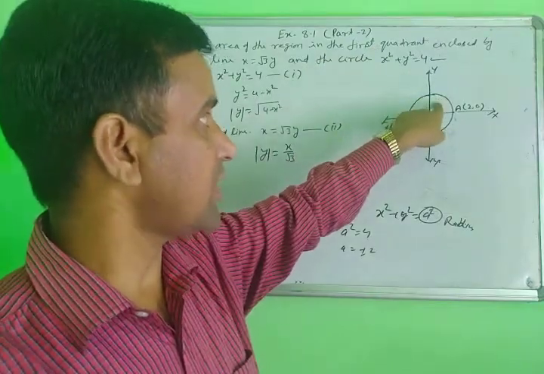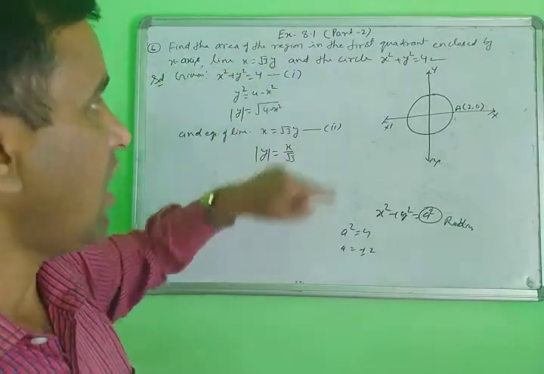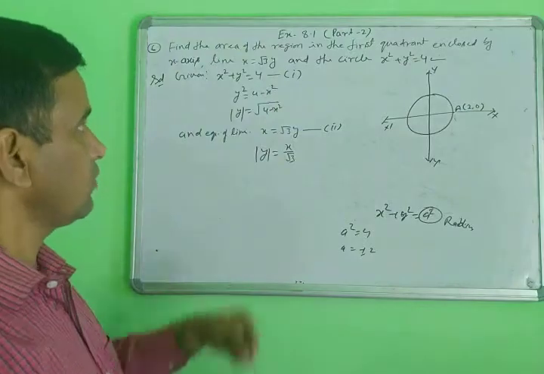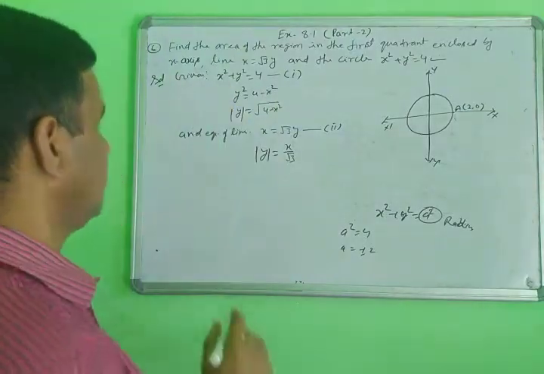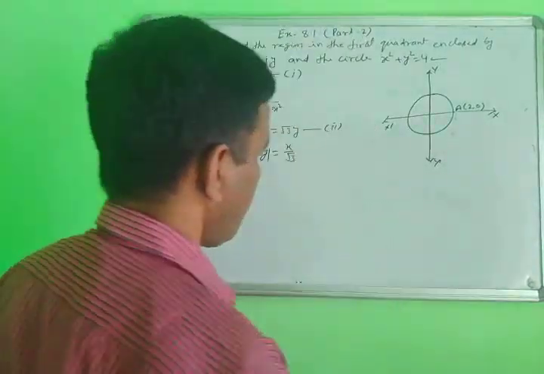You will find the area in the first quadrant only, not the complete first quadrant, enclosed by the x-axis and this line. You will check where this line intersects this circle. Suppose we check this. How to draw the line?